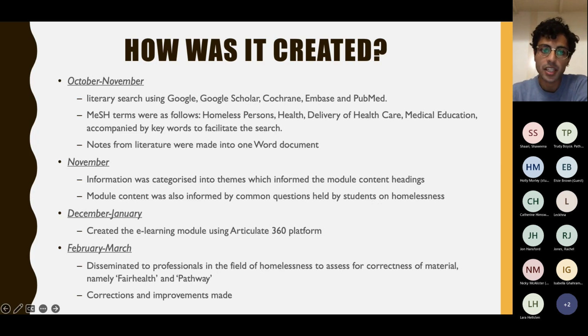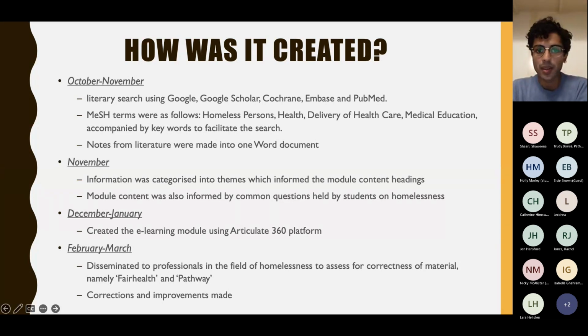And then from December to January, I created the module using Articulate 360, which is an e-learning module platform. It is a paid platform, but it was something I was able to use because it was being paid for by my supervisor at the time. Yeah, so it was a bit fiddly as well, but thankfully I got the hang of it. And it was very useful actually. I really liked it. It looks really slick, so I'll give you guys a look at the end.